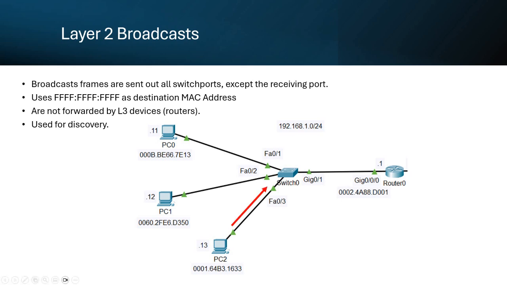In this example, we see PC2 sending a broadcast frame to switch 0. When switch 0 receives this frame, it's going to go ahead and forward a copy of that frame out all active ports except the port it was received from. Router 0 will receive the frame, but it will not forward it.